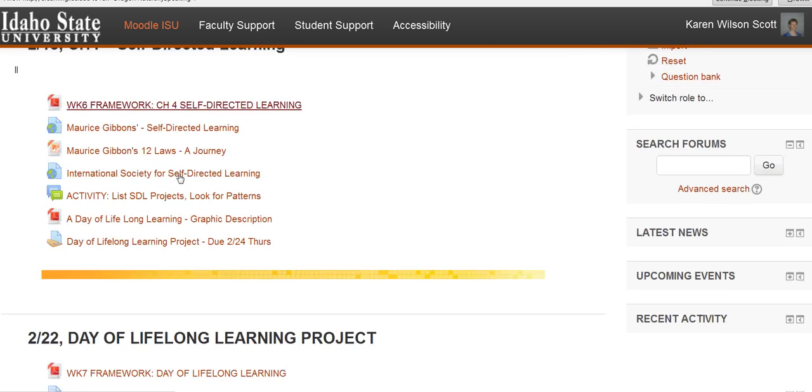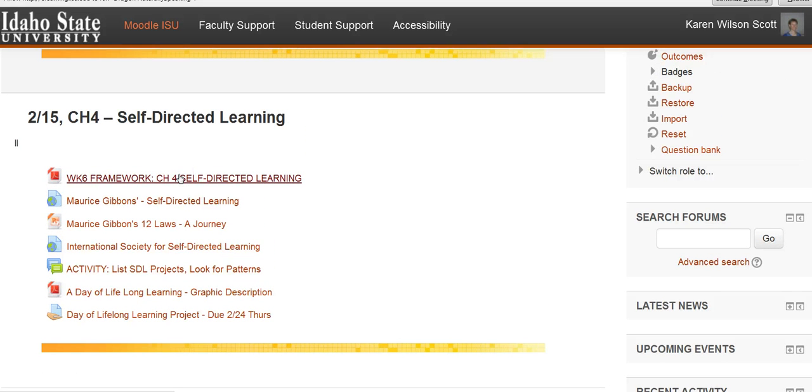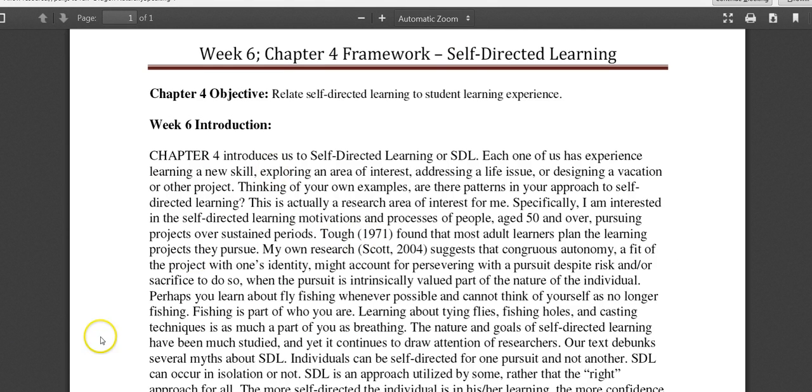So let's just take a look at what we have in store for this week. Again, Chapter 4, Self-Directed Learning. So self-directed learning, what is that about? That's one of the principles of andragogy, that we've reached as adults a time in our lives when we want to choose our learning ourselves. And oftentimes when we are doing informal learning, we want to do it in a self-directed way.